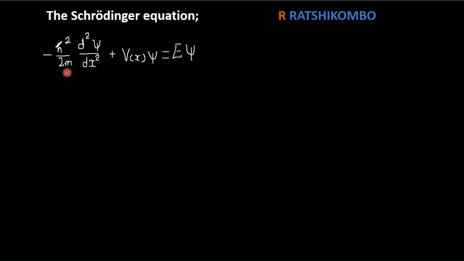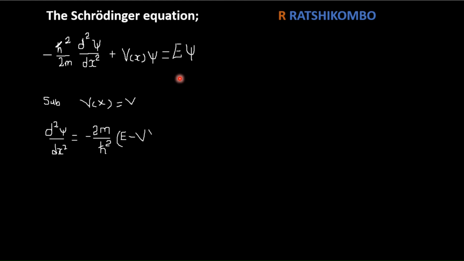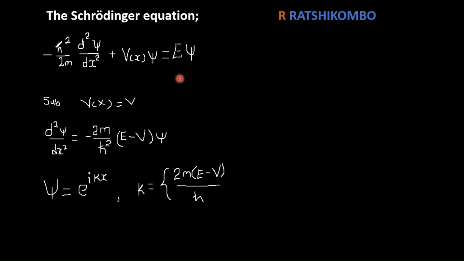From this Schrödinger equation, making the substitution of V(x) to be equal to V, we can rearrange this equation to become d squared psi over dx squared is equal to negative 2m over h bar squared, E minus V, psi. The solution of this is psi equal to e to the power i k x, where k is equal to 2m(E minus V) over h bar squared, to the power 1 over 2, or to the power half.